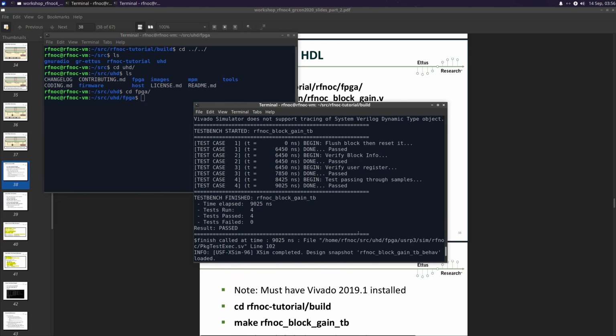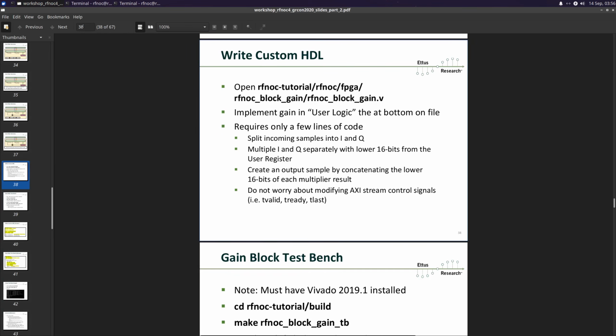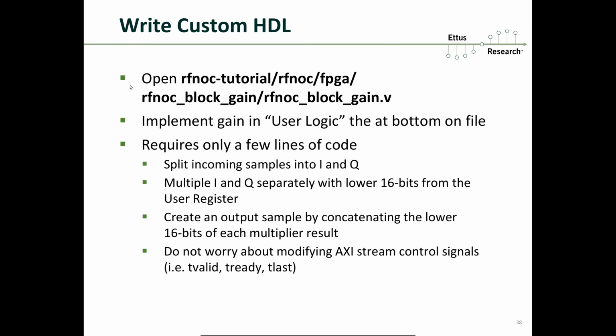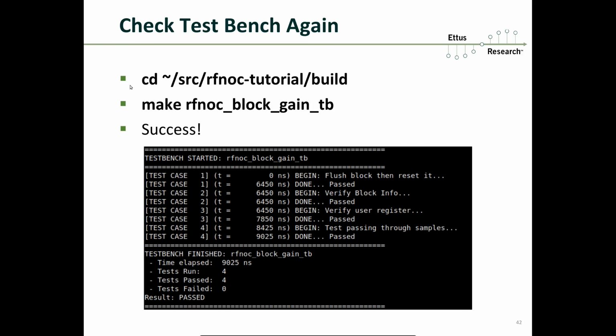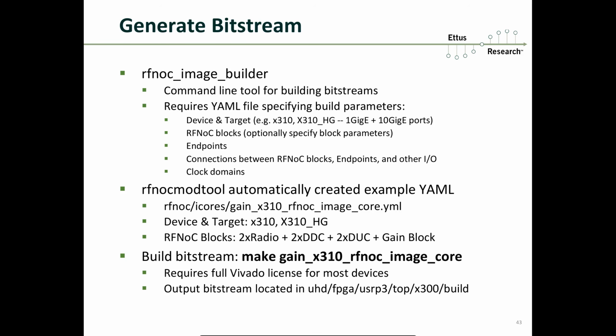Okay, so it looks like our block does appropriately apply a gain when we set it. We verified it. Excellent. And just to make sure here, yep, it matches what I expected. So that's great. So we've written our RFNoC block, we've written a test bench.